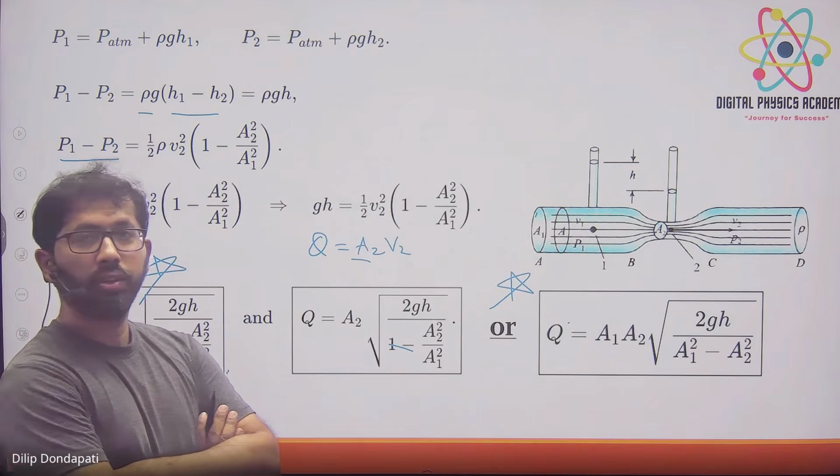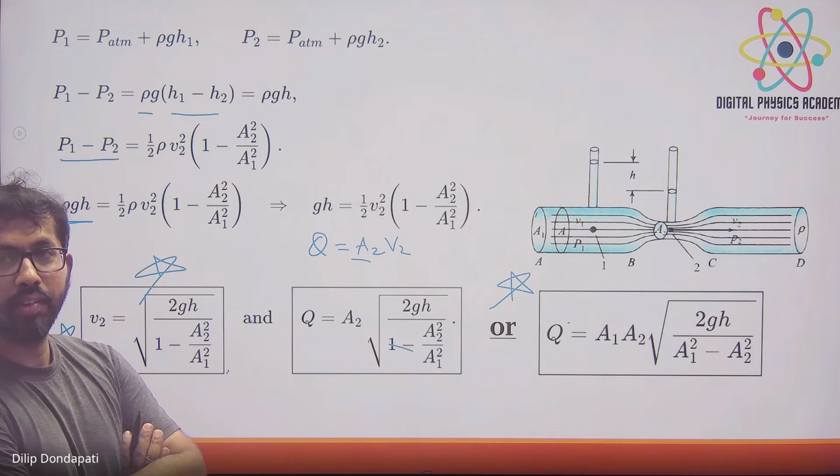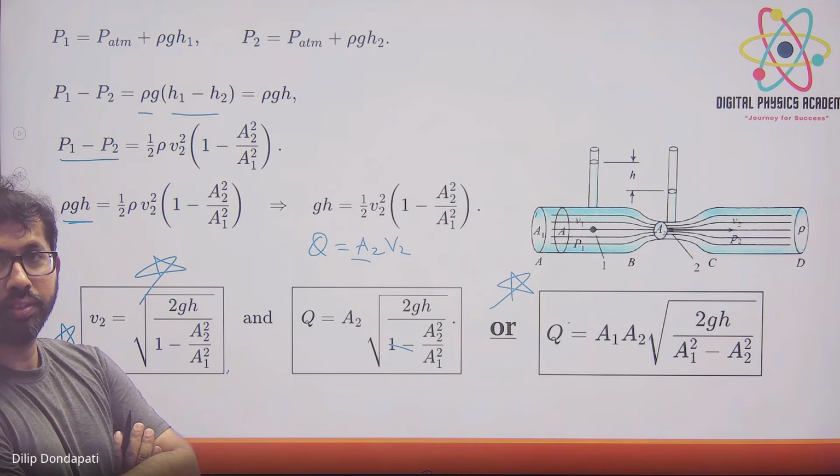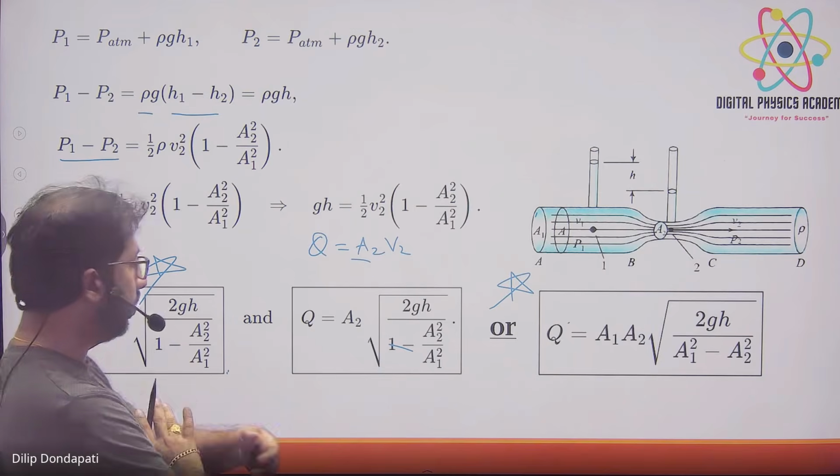A2 root 2GH by A1, 1 minus A2. Yes, now tell me. Sir, A1, which A2 one? A1 A2 into under root 2GH by A1 square minus A2 square. Yes, very important. Okay? Let's go.